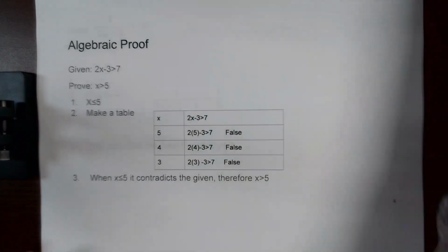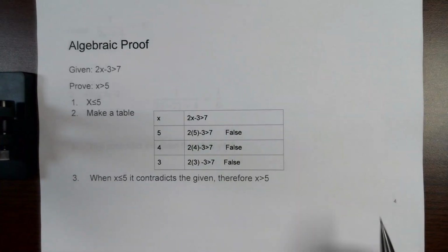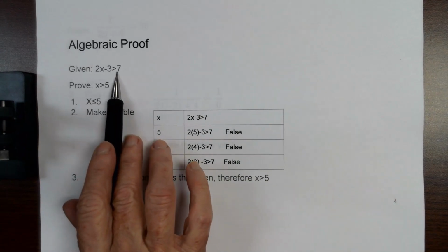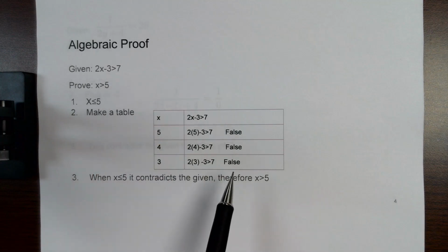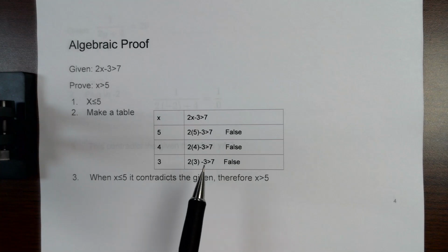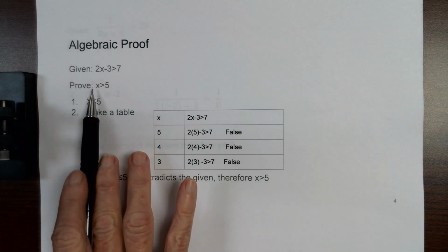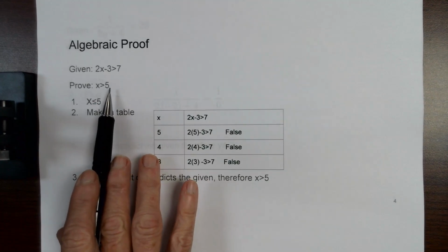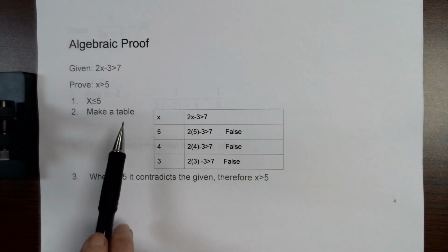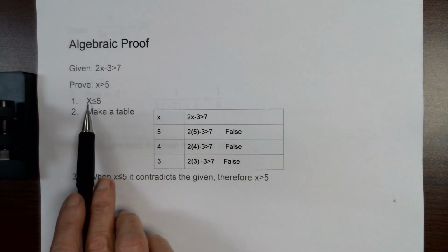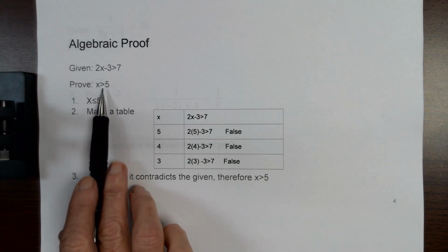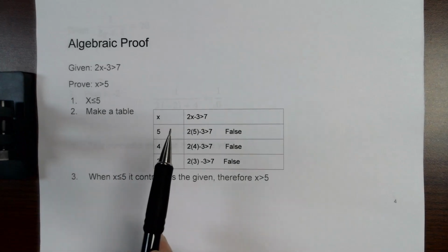So here's an example of an algebraic indirect proof. The given is 2x minus 3 is greater than 7. If that's your given, then you know that's true. That has to be true in every situation. You're trying to prove that x is greater than 5. The way that you start it is being argumentative of what you're trying to prove. So you say x has got to be less than or equal to 5, which is just the absolute opposite of what you're trying to prove.